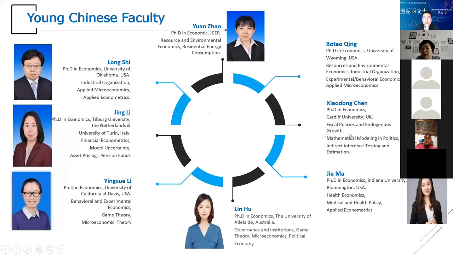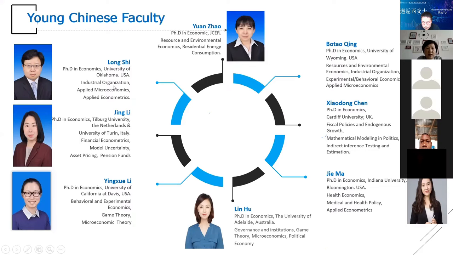And the next one is Chen Xiaodong. He has a PhD from Cardiff University, and he focuses on macroeconomics, like fiscal policy and endogenous growth, mathematical modeling, and indirect inference testing and estimation. And then Dr. Ma Jie, she got her PhD in economics from Indiana University Bloomington in the United States. She is interested in the same area as mine: health economics, medical and health policy, and applied econometrics. And then Dr. Hu Lin, she got her PhD in economics from the University of Adelaide, Australia. She works on governance and institutional policy, game theory, microeconomics, and political economics.